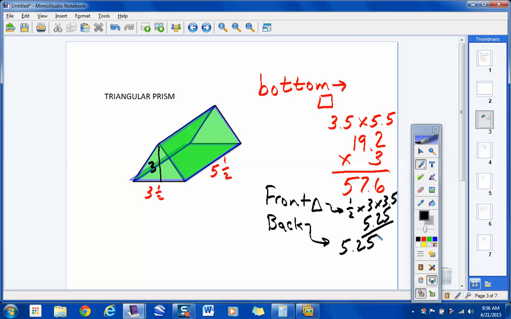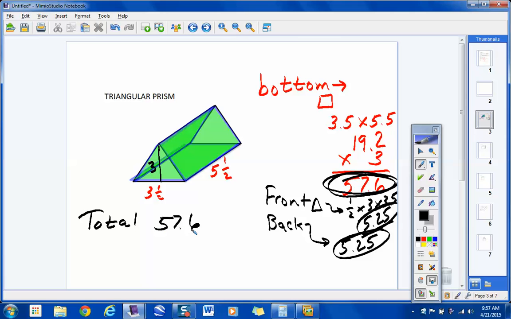5.25. Okay. Let's see, the 3 sides had how much area, gang? 57.6. The front triangle was 5.25. The back triangle is 5.25. What do I want to do with all those numbers then to get the surface area? Add them together, right? So I've got 57.6. That's the 3 sides plus the front, which is 5.25.